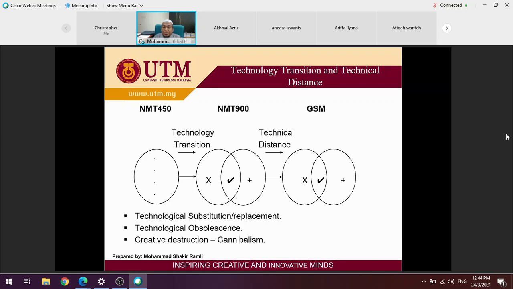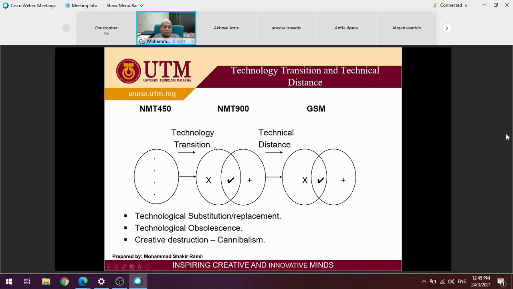With GSM, the coverage can be used all over the world. If you use this GSM mobile phone and you are in a Scandinavian country, you can also call Malaysia, Indonesia and other places in the world. So change occurs here, newness occurs here. This is what innovation is all about. And I put here technology transition, from one state to another state.